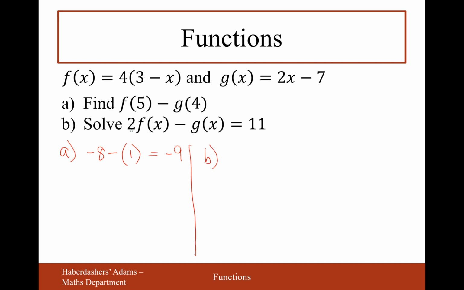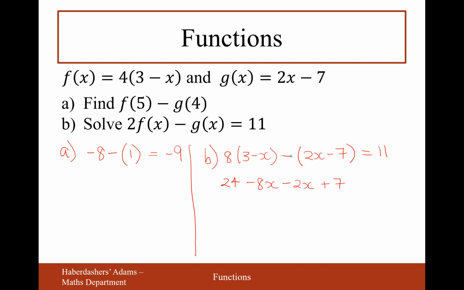And part B, we're going to do 2 times the f function, so that'll make it, well, not 4 times this, but 8 times this if it's timesing by 2. Take away the g function, and remember to take away all of the g function, and set that equal to 11. So let's expand the brackets then. 8 times 3 is 24, minus 8x.